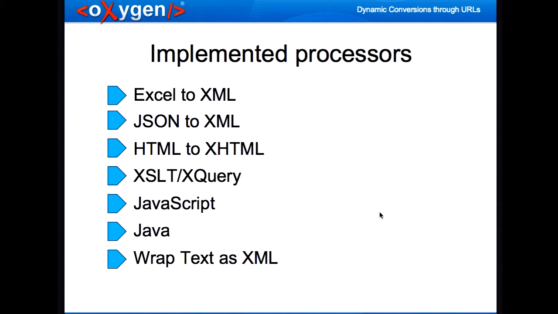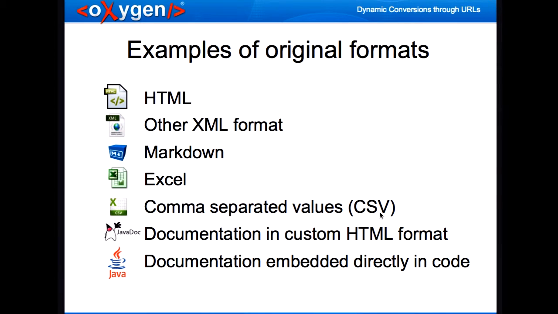So we implemented Excel to XML, JSON to XML, HTML to XHTML processors, XSLT and XQuery. As you've seen, you can invoke an XSLT and specify the style sheet, or the XQuery script, JavaScript, Java processor, and the wrap processor to be able to process text content with XSLT or XQuery. And we have a number of examples of different conversions.